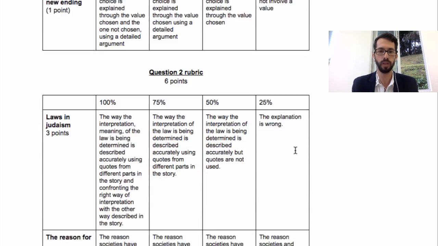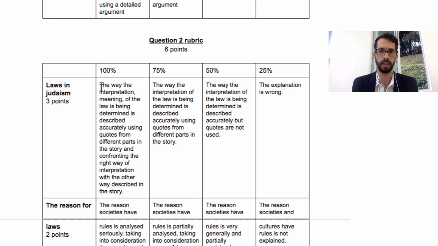I'm going to grade your answer like this. If the way the meaning of the law is being determined is described accurately, using quotes from different parts of the story, and confronting the right way of interpretation with the wrong way, if you explain all this, the best. If you only explain the right way using quotes from different parts of the story, perfect. If you explain the right way but don't use quotes, you're in the 50% zone.